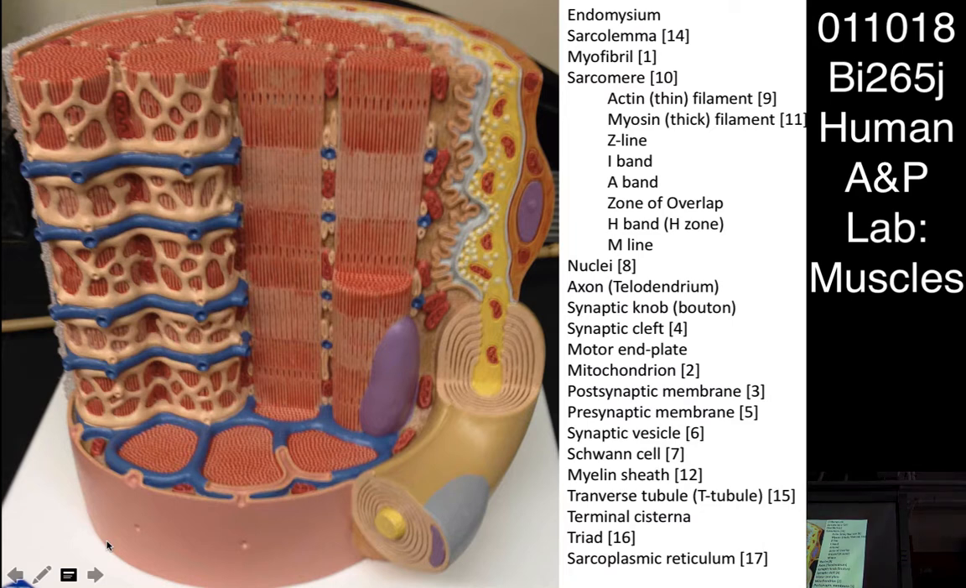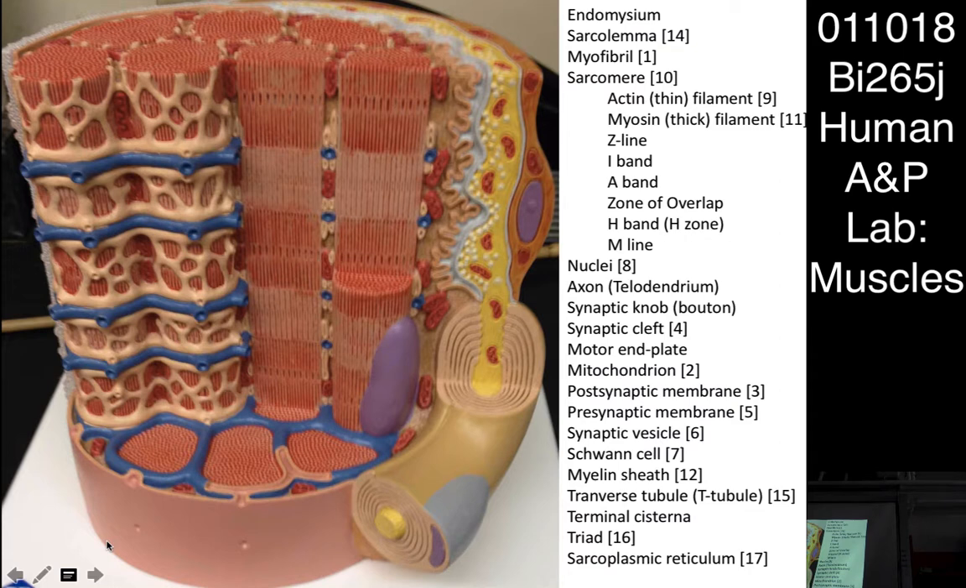Distributed throughout the muscle, these little red berries here are mitochondria. Mitochondria are rife throughout a muscle fiber because of their special energetic requirements. Muscles need lots of readily available ATP.